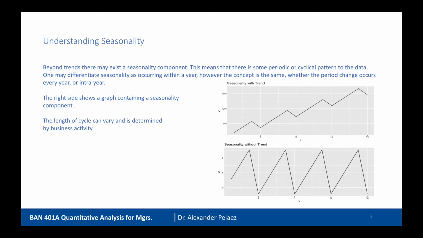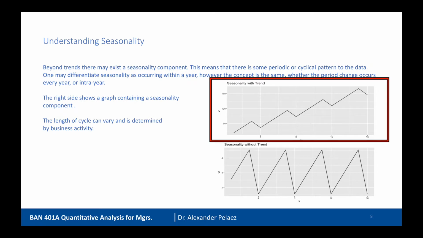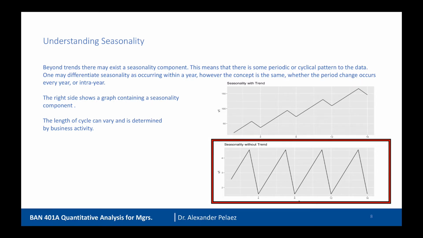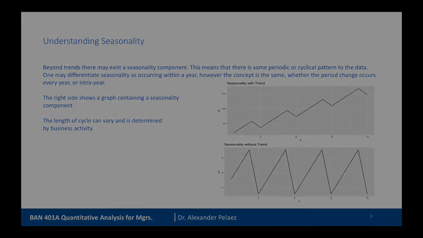The right side shows a graph containing a seasonality component. The length of the cycle can vary and is determined by your various business activity. In the top case here, we have a seasonality with a trend, where we have the linear trend going up and a seasonality effect that occurs every fourth period. In the bottom graph, we have seasonality without trend, where we just have our peaks and valleys that seem to occur, and there's no linear trend associated with the graph.